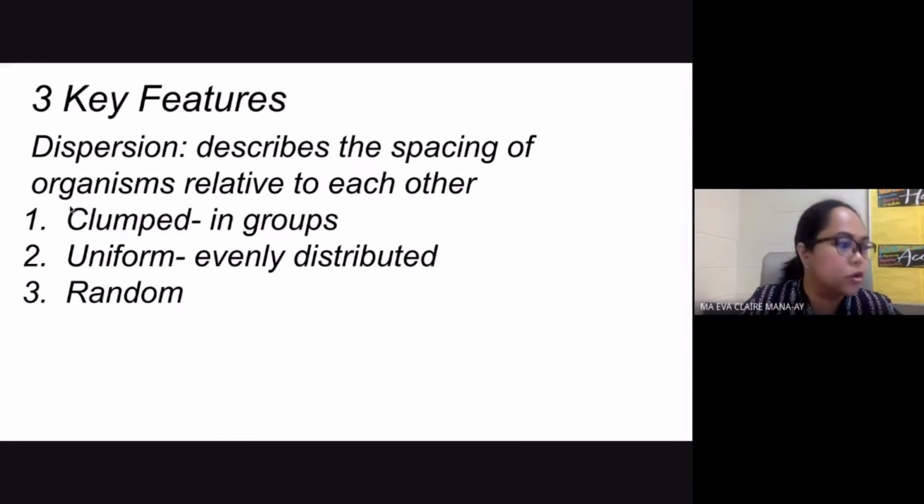Now, according to dispersion, you have three types here. They can be clumped. That means they can be in groups.